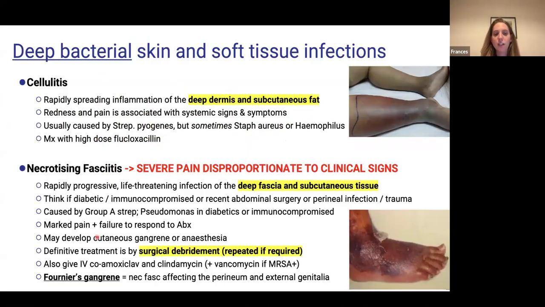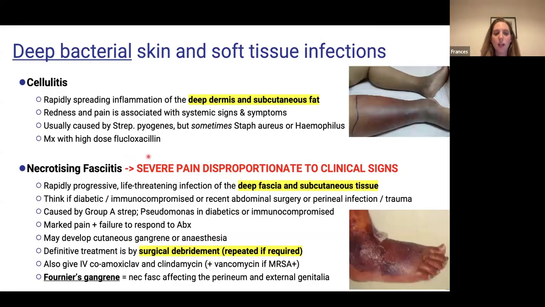Necrotising fasciitis is obviously the one that you must never miss. And how you're going to know it's necrotising fasciitis is that you're going to have severe pain that's disproportionate to your clinical signs. So the patient might look like they're not that badly infected. They might look like this, but they're going to tell you, I'm in so much pain.